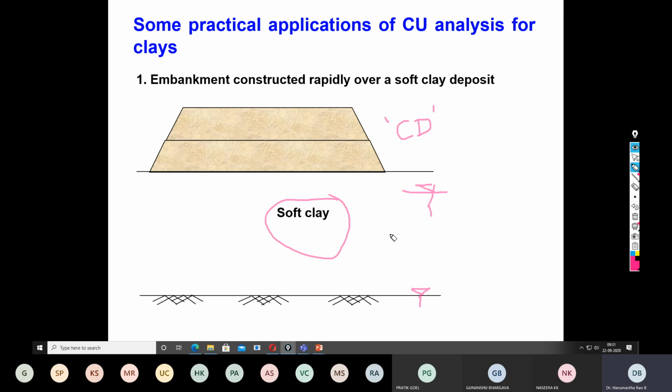Okay, so good. Any other explanation by anyone? See, once you understand this point, then you can understand the crux of UU, CU, and CD.